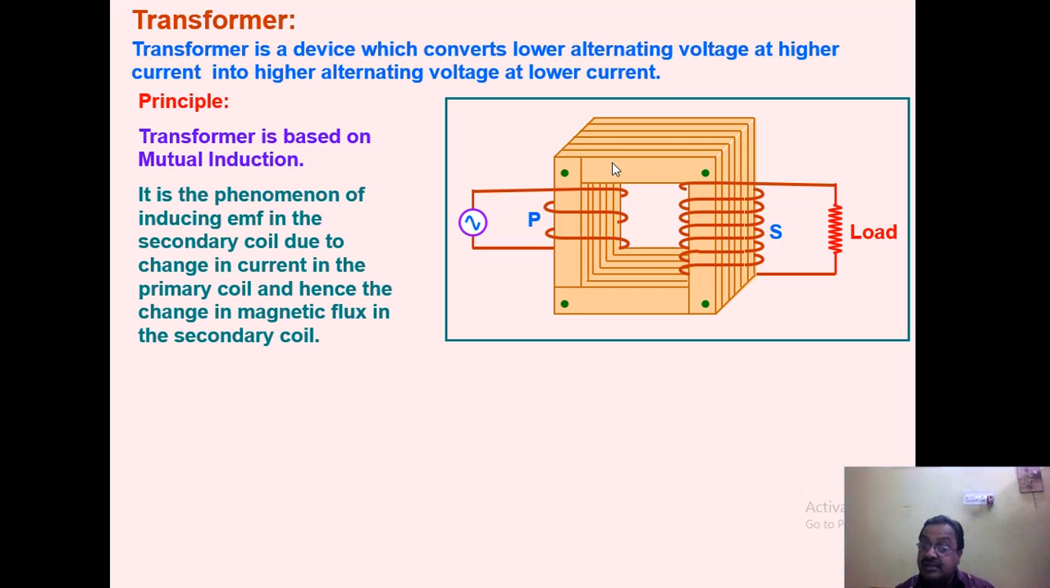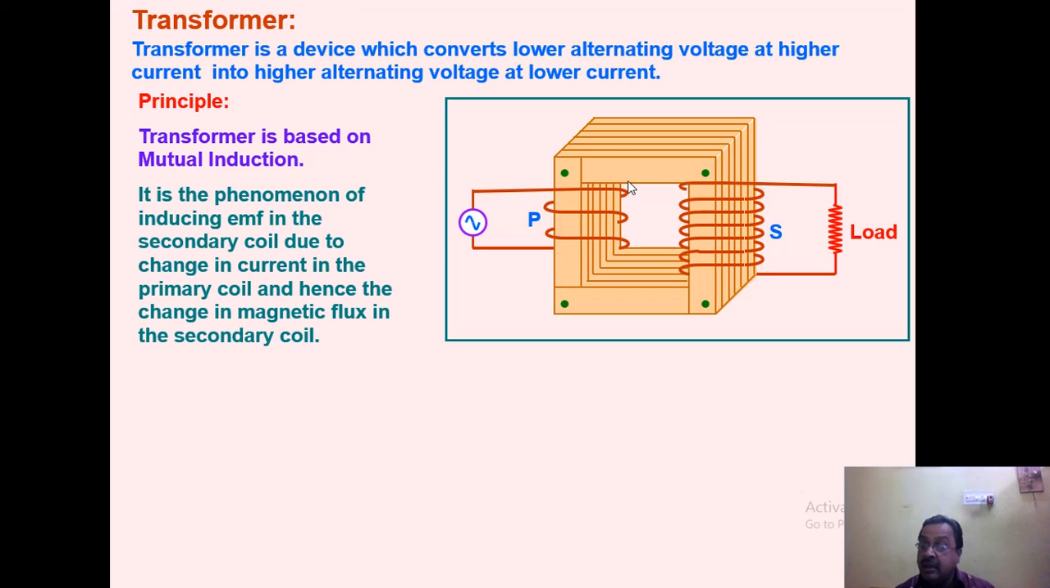So why is lamination there here? Generally, it is taken in the form of laminations so as to avoid formation of eddy currents, due to which certain energy loss may occur. So if it is taken in the form of lamination, we can generally check the formation of eddy currents.